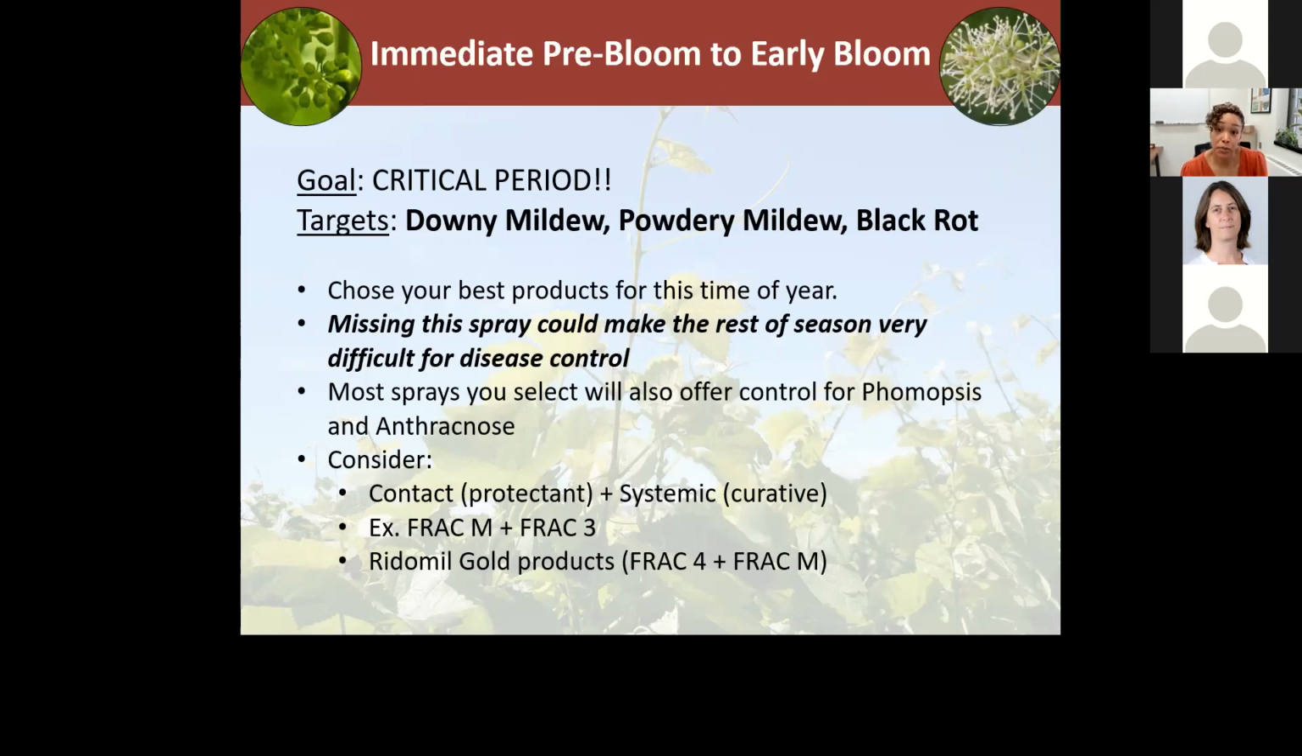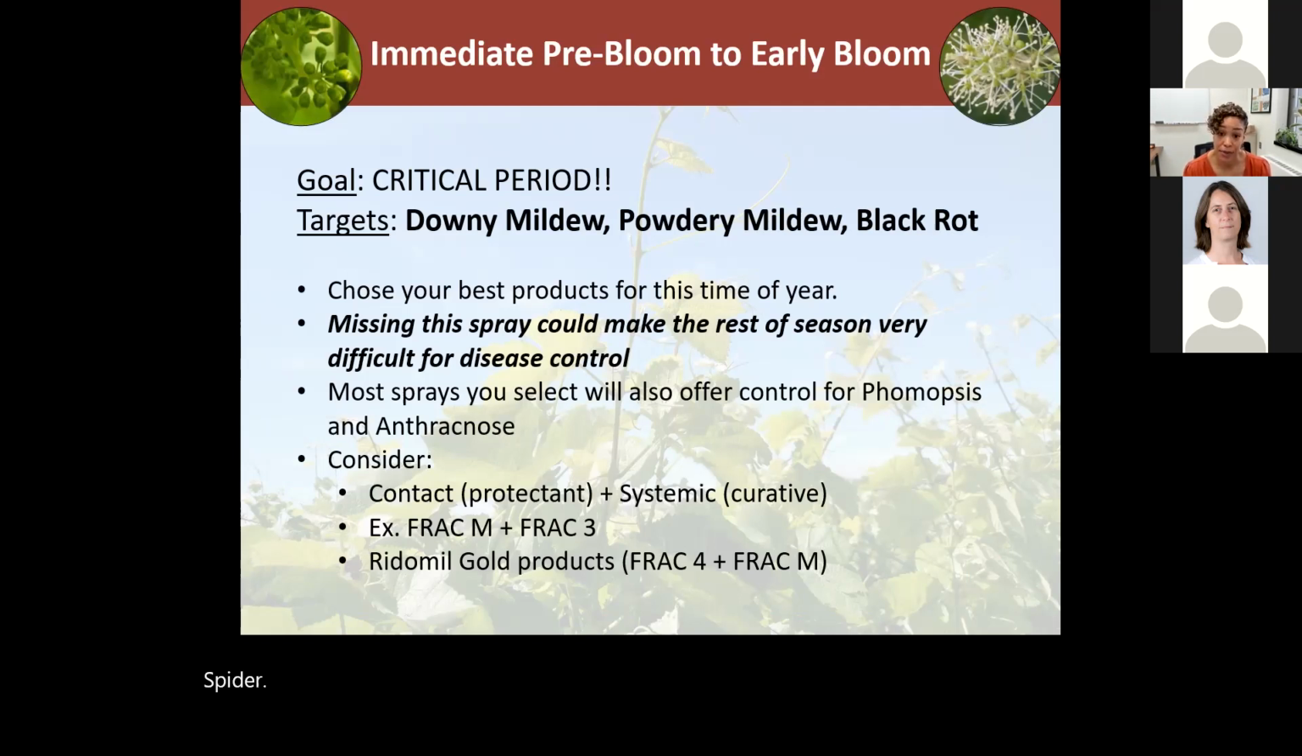So in the immediate pre-bloom to early bloom stages, this is a critical period for control, again, of downy mildew, powdery mildew, and black rot. This is a time of the year to bring your best products to your spray program. If you miss this spray period, it could make the rest of the season very difficult. This period coincides with a lot of spore dispersal and movement activity in the vineyard, so you really want to hit this period for your fungicide controls. Most sprays that you select during this period will also have efficacy against phomopsis, which is great.